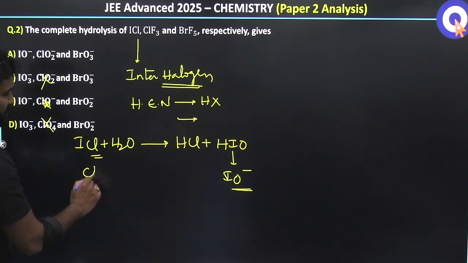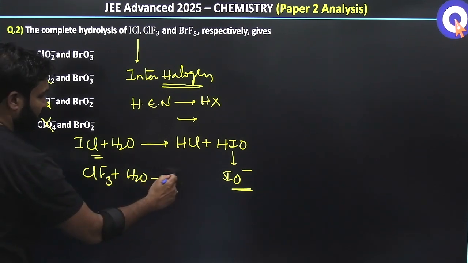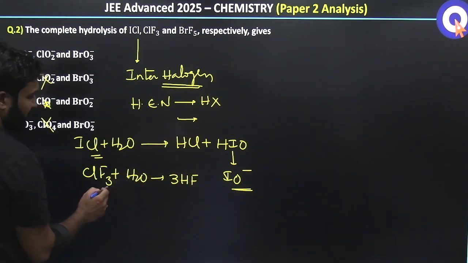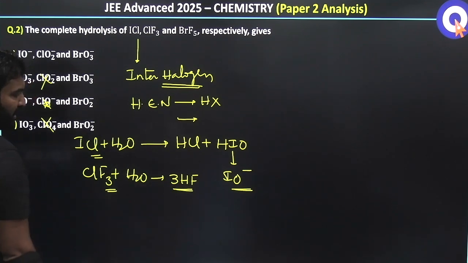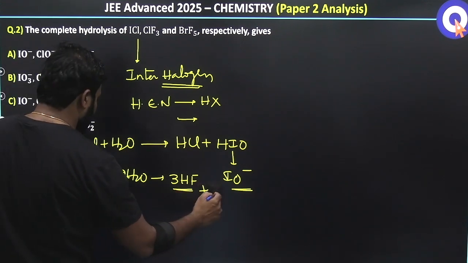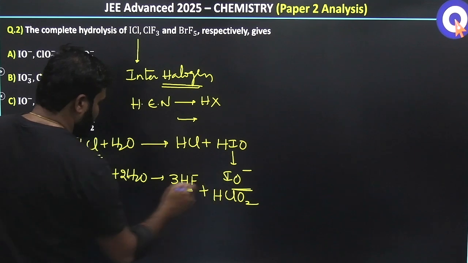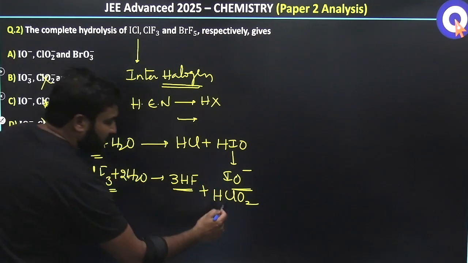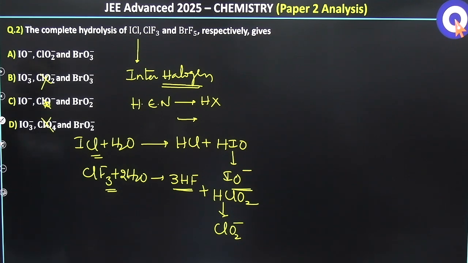ClF3 is given, ClF3 and H2O. Then what exactly do we have to get? We have to get 3HF, because the higher electronegative atom is fluorine, so it should be converted into halo acid, HF. Then what is the other one we have here? HClO2, because two oxygens are there. So what is the anion form of it? ClO2 minus. So ClO2 minus is there, and here ClO minus is there. So the answer is A.